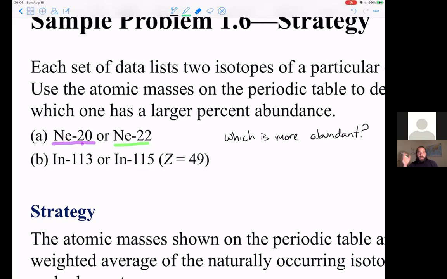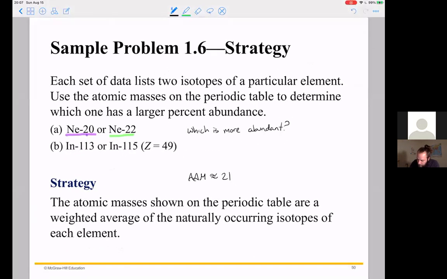If the average atomic mass was 20 exactly, then there wouldn't be any neon 22. Likewise, if the average atomic mass was 22, then there wouldn't be any neon 20. What would the average atomic mass be if it was exactly 50-50 neon 20 and neon 22? Right? If we had exactly a 50-50 distribution, we would expect the average atomic mass to be about 21, right? That'd be if it was exactly 50-50. So let's look at the periodic table and see.